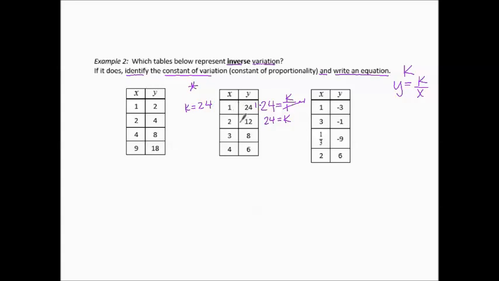So let's look at my second one. Same thing, my y, which is 12, is equal to k over my x, which is 2. Multiply both sides by 2.